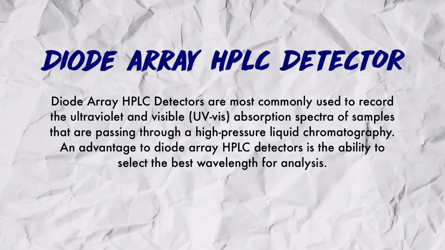In this experiment, a diode array HPLC detector is used. It is the most commonly used to record the UV visible absorption spectra of samples that are passing through a high pressure liquid chromatography. The advantage of the diode array HPLC detector is the ability to select the best wavelength for analysis, and it can measure multiple wavelengths at the same time.